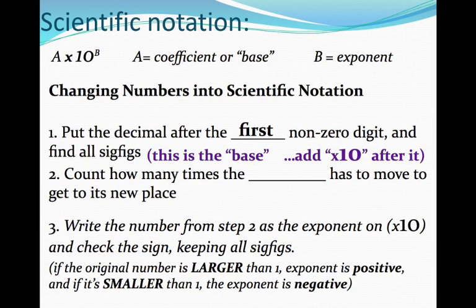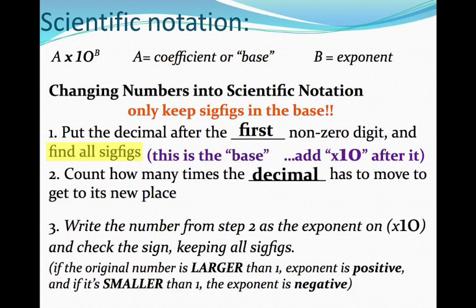We're going to get rid of all of the zeros that are not significant figures. Only sig figs are going to stay in that base. And then we're going to add the times 10 part after it and move on to figuring out what our exponent is. In order to figure out the exponent, we need to count how many times the decimal moved to get from where it started into this new place that we put it in the base of our scientific notation. So we're going to count how many times it moves, write that number from step 2 on the 10 as its exponent, and check the sign.